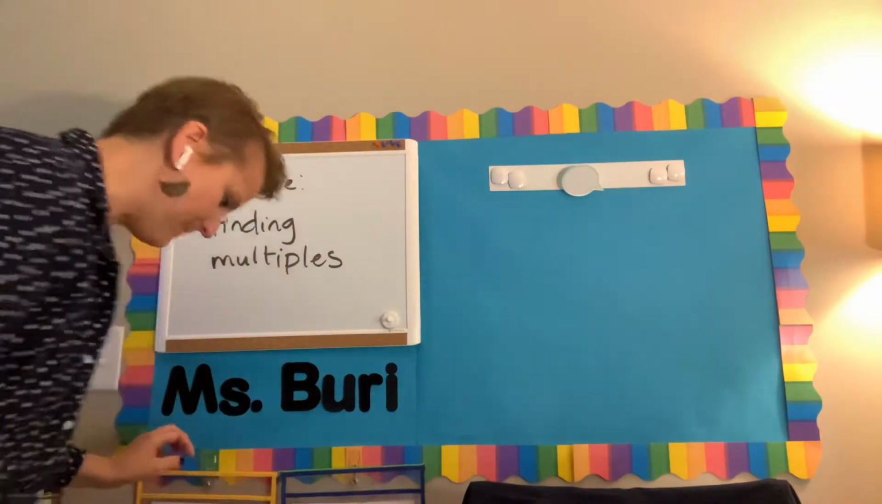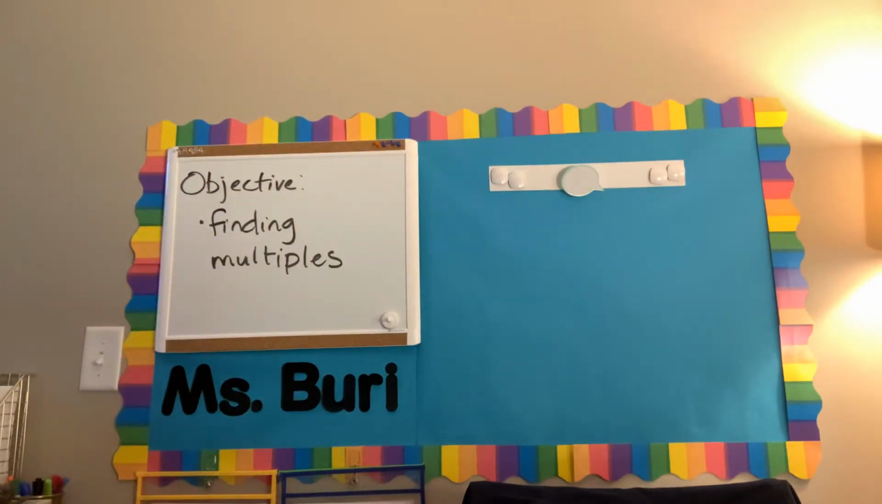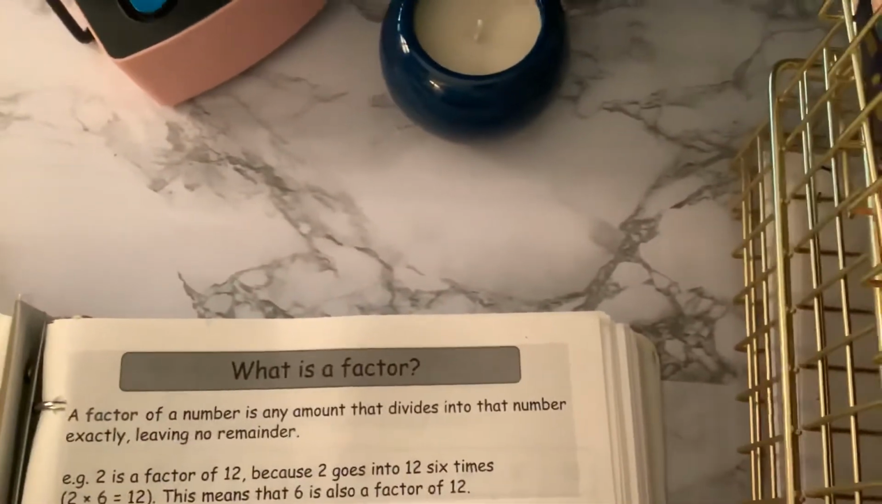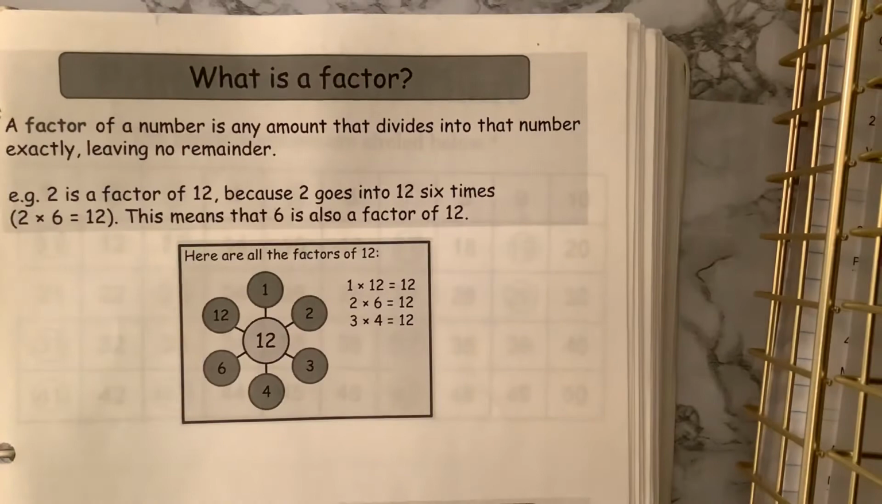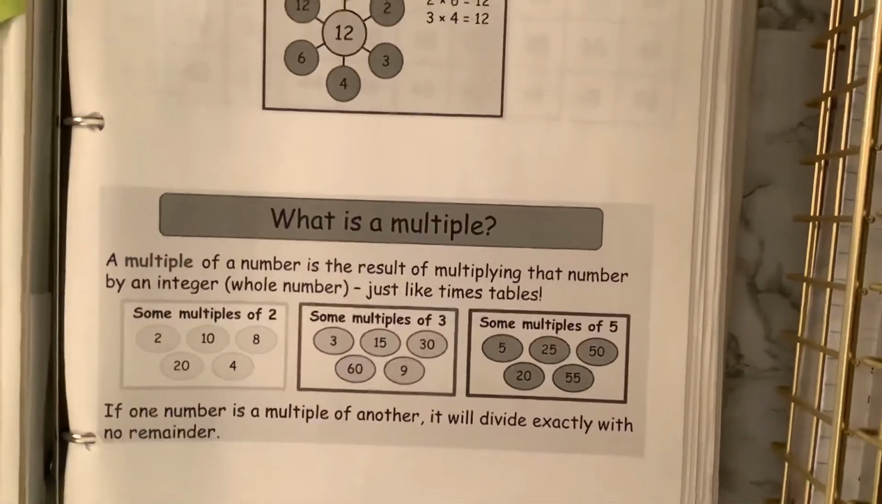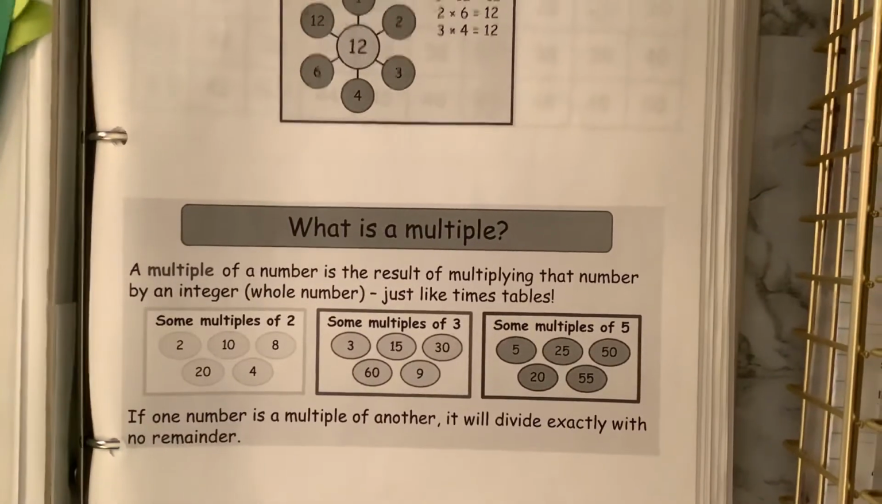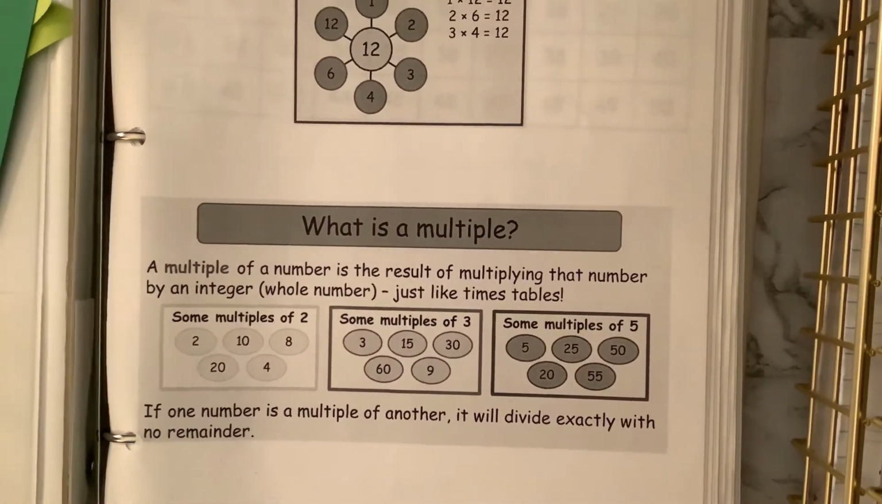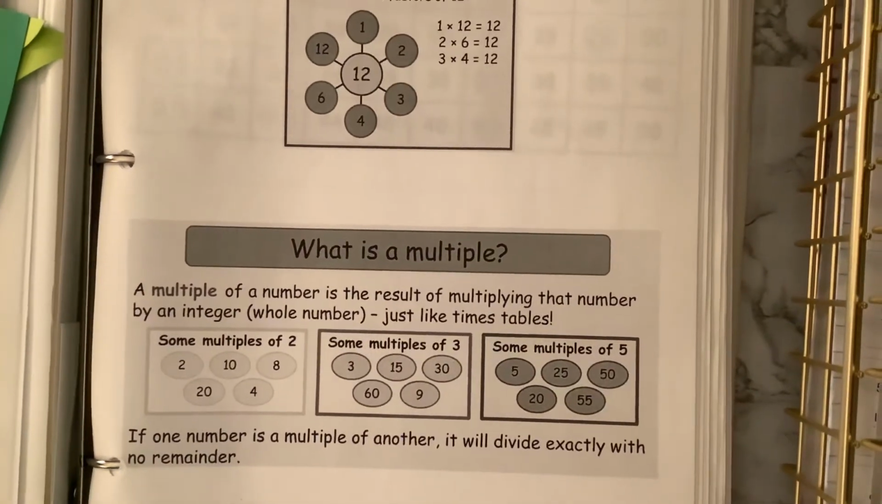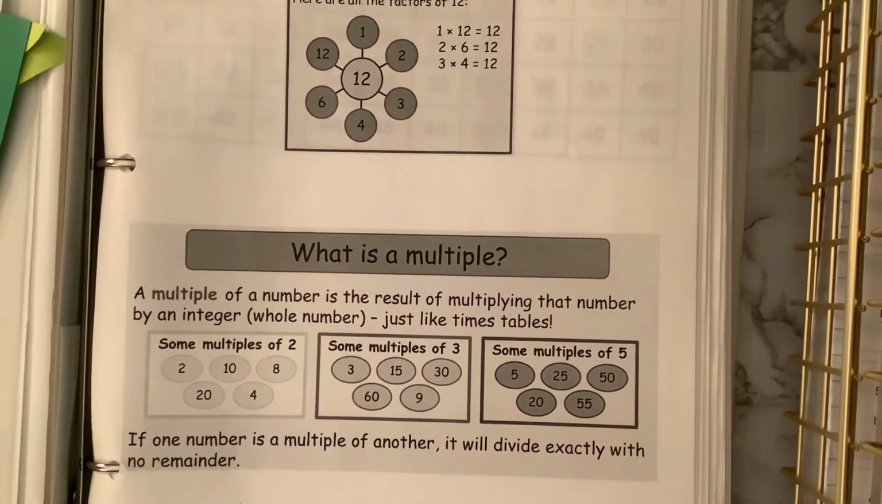So we're going to look in that math resource binder again. Remember that yesterday we looked at what is a factor. And on the bottom of those notes, you should see what is a multiple. We're going to look at those notes now. So what is a multiple? A multiple of a number is the result of multiplying that number by an integer or whole number. So this is really just like times tables or like skip counting, okay?